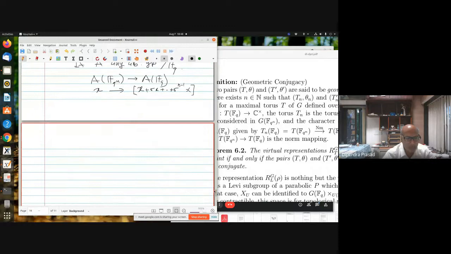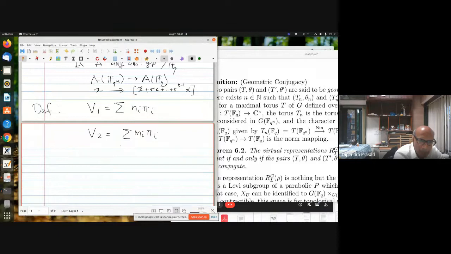Definition: V1 equal to the summation of N_i π_i, and V2 equal to the summation of, let's say, M_i π_i, are said to be disjoint if N_i times M_i is equal to zero for all i. So whenever one coefficient is non-zero, the other coefficient must be zero.